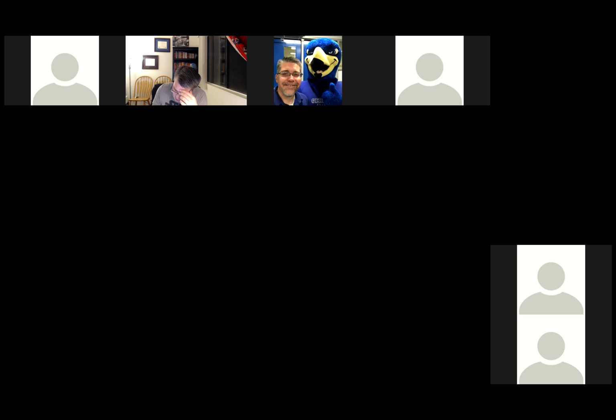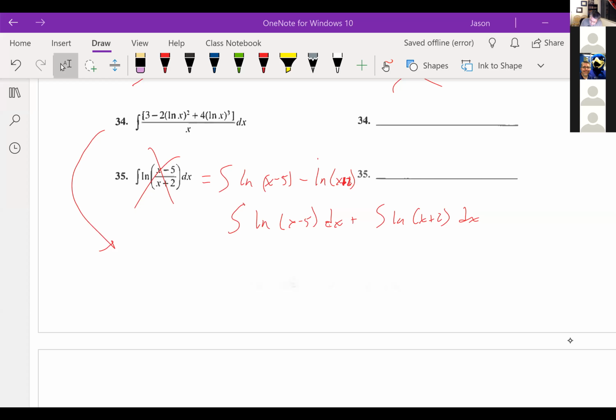Okay. Let's do 34 here real quick. Okay, so 34, u is equal to natural log of x, right? Natural log of x. Okay, so du equals 1 over x dx. Okay, so let's rewrite this with the u, du.